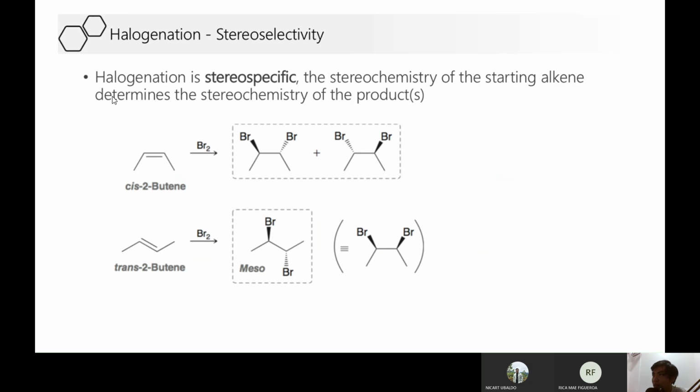Stereoselectivity naman. No? So ano naman meron dito sa stereoselectivity natin? So yan, if you have a cis alkene, no? So kapag cis alkene, you have two isomers parati na mabubuo, no? However, if you have a trans alkene, you will have a meso compound minsan. Sometimes you can form a meso compound. Ano yung meso compound? May plane of symmetry, no? Okay, so yun lang. So may plane of symmetry yan.